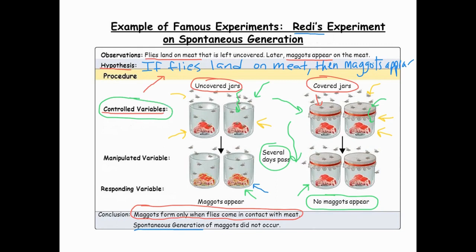Now, what was Redi's manipulated variable? Well, we know that the manipulated or independent variable always comes in the first part of the hypothesis, and in this case, what he was testing was whether or not flies land on the meat. What would happen if flies land on the meat? That is his manipulated variable. His responding variable, or dependent variable, always comes in the second part of the hypothesis, and what he's measuring is, do maggots appear on the meat? So that was his responding variable.